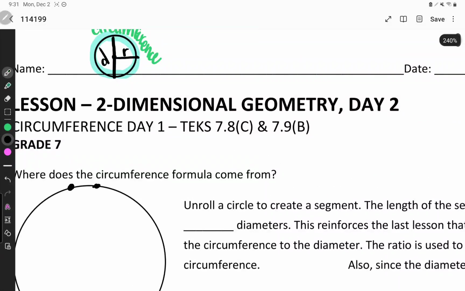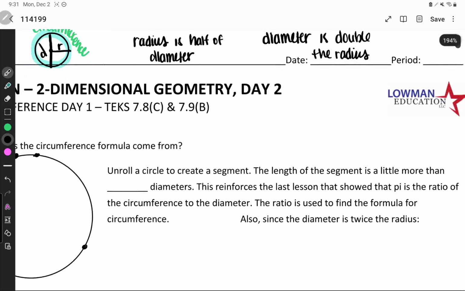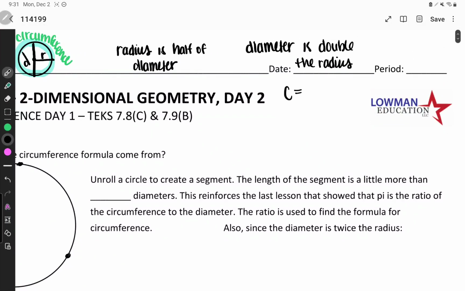We also learned that radius is half of diameter. We learned that diameter is double the radius. And the really big thing that we learned yesterday is that circumference equals pi. Oh, I'm so sorry. That is not what we learned yesterday. We learned that pi equals circumference divided by diameter.